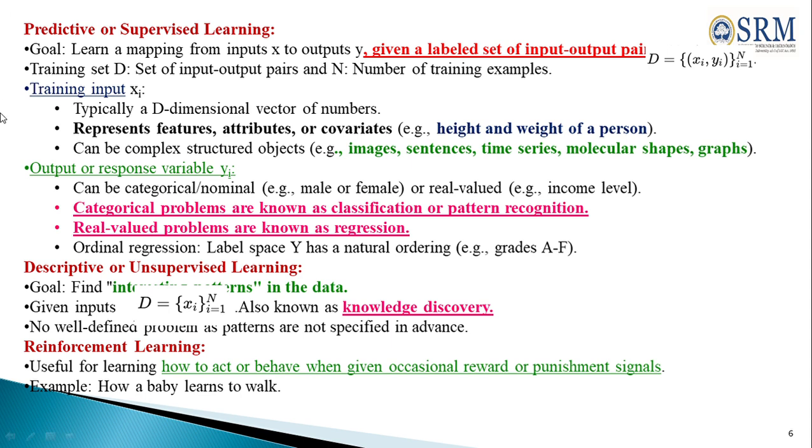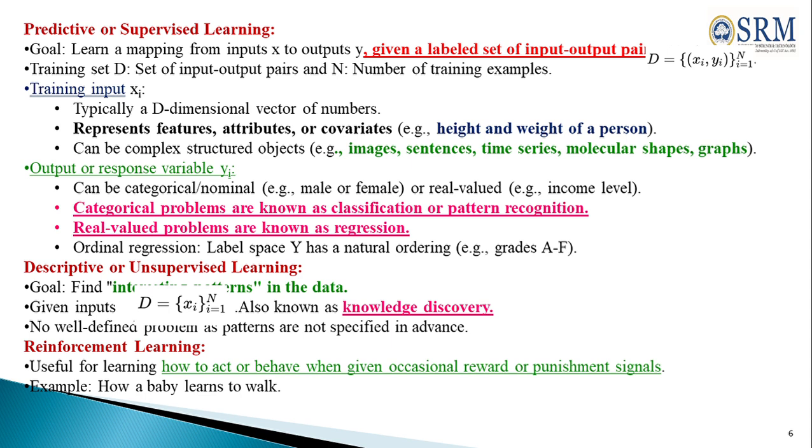Here, D is the set of input output pairs and N is the number of training examples. When we move on to the training input Xi, it is a d-dimensional vector of numbers. It can represent the features, the attributes, or the covariates. For example, it can be the height and weight of a person. Sometimes my inputs can be complex structured objects such as images, sentences, time series, molecular shapes, or graphs.